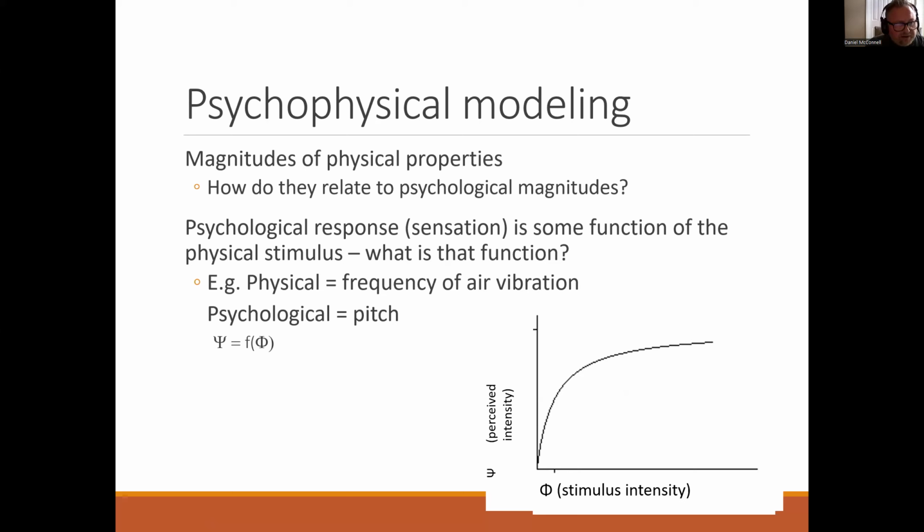I have a form of that equation on the slide here using the Greek letter psi, psi for the psychological response, and the Greek letter phi, phi, for the physical stimulus. And so what we would say is that the psychological response is some function f of the physical stimulus. And so what we want to understand here is, what is that function, right? And this is a mathematical function that converts the physical intensity into a psychological intensity.